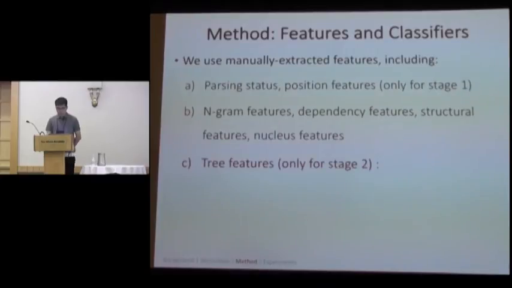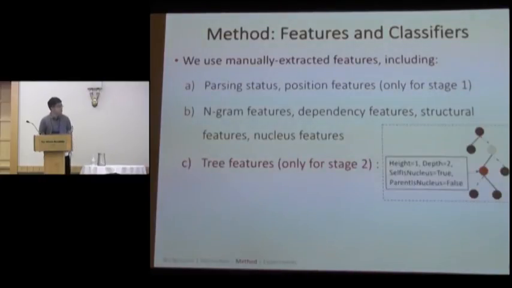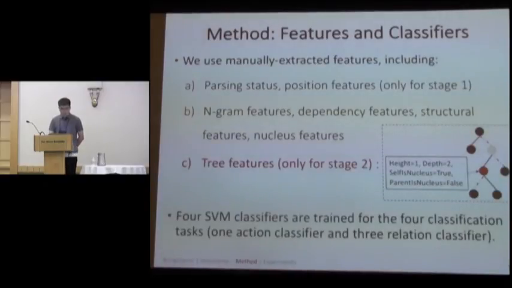The new features that we first use are the tree features. Thanks to the parse tree we get in the first stage, we can know the height and the depth of the right node, and we also know whether the node itself and the parent node are nucleus or not. This information is helpful for the relation labeling. After extracting the features, we train 4 SVM classifiers for the 4 classification tasks.